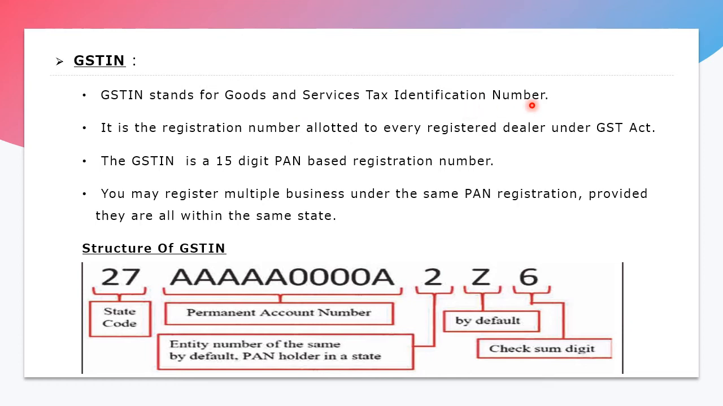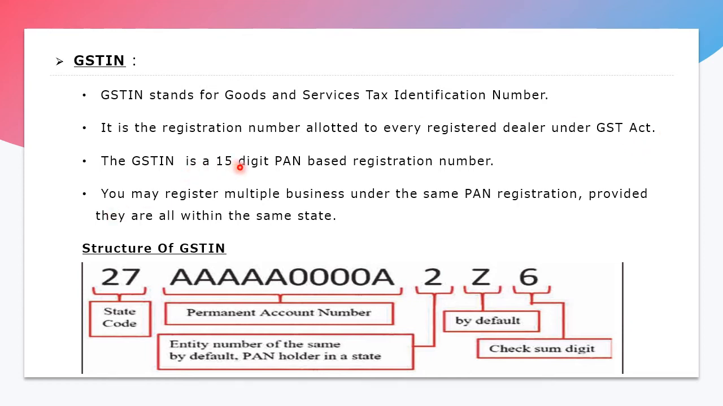आपका business कौन सा है ये नंबर से पता चलता है कि किसका ये नाम किस डीलर ने ओपन किया है और ये इसका कौन सा बिजनेस है. Okay, then it is the registration number allotted to every registered dealer under GST Act. तो जितने भी registered dealer रहेंगे वो सबको ये registration number मिलता है under which act? Under GST Act.